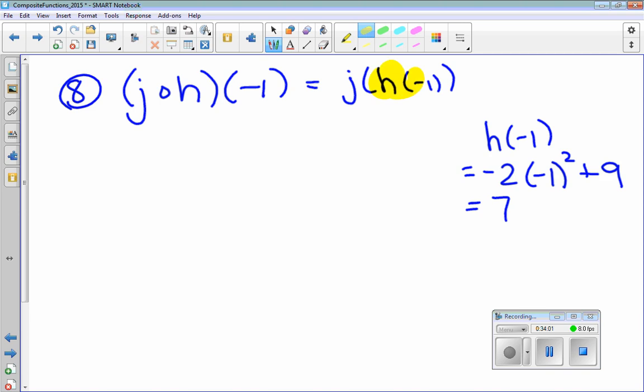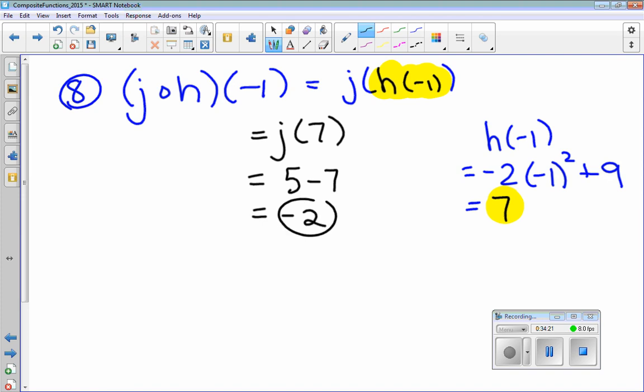So now, rather than h of negative 1, I'm going to plug in a 7, because I found out what h of negative 1 was. So what is j of 7? Well, let's look at j. J is 5 minus x, or 5 minus 7. I should get the answer negative 2. You're basically plugging the number in twice. I'm plugging the number into the first one, getting an answer, and taking that number and plugging it into the second one.